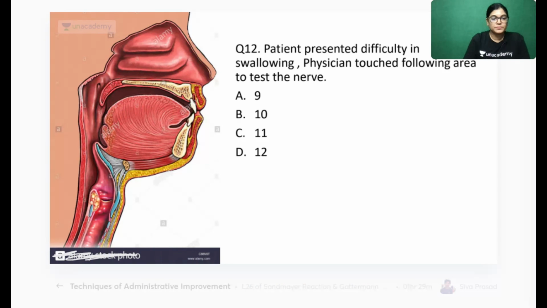Okay, so exactly the arrow mark structure was involved in the diagram. So here I would like to show you the arrow mark. Uvula. What was involved? Uvula. Okay, so the uvula is part of the soft palate. So that was touched, and which was the nerve?